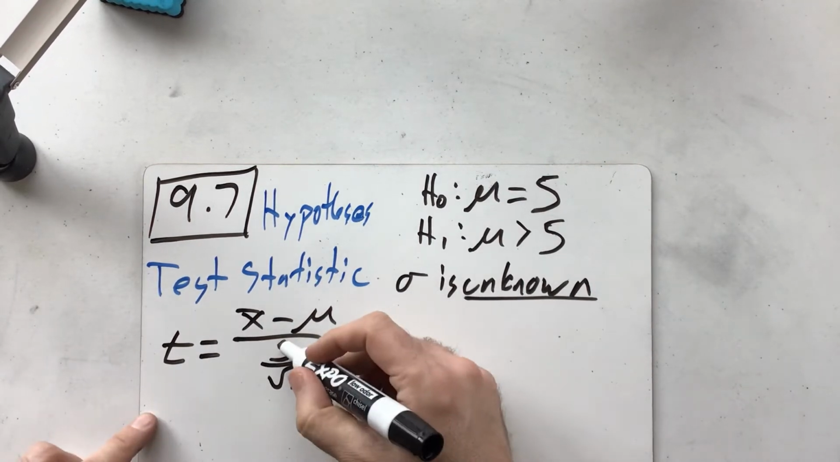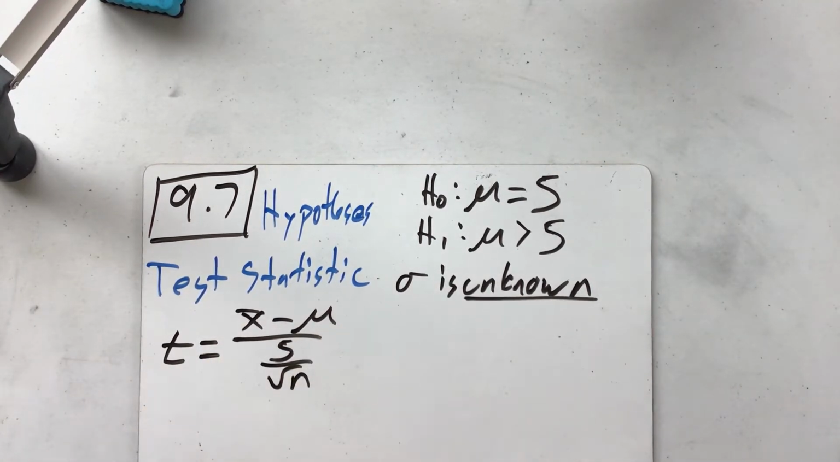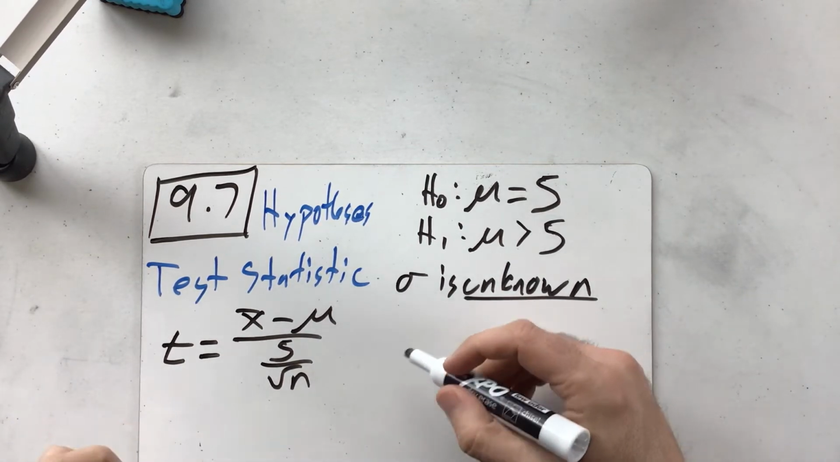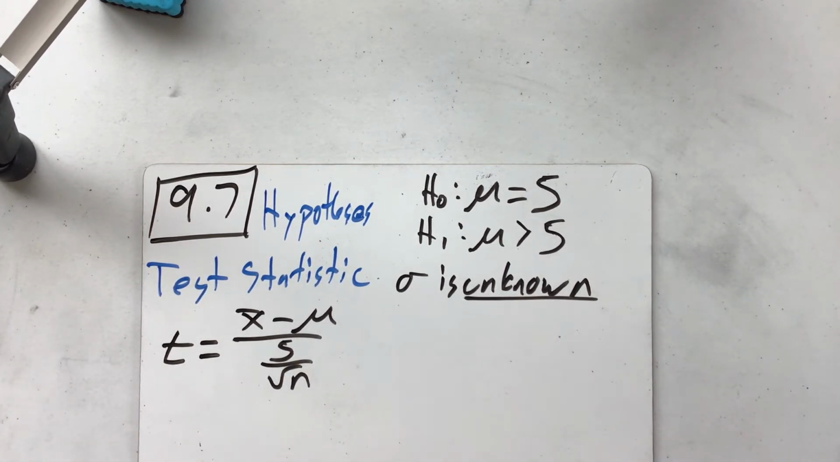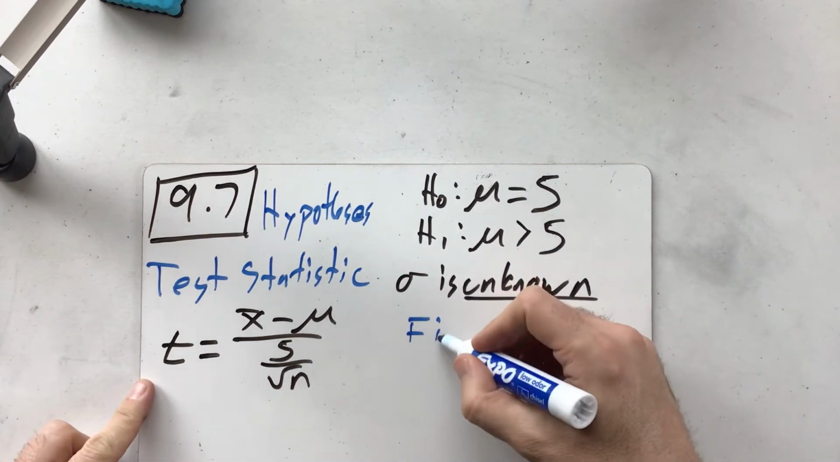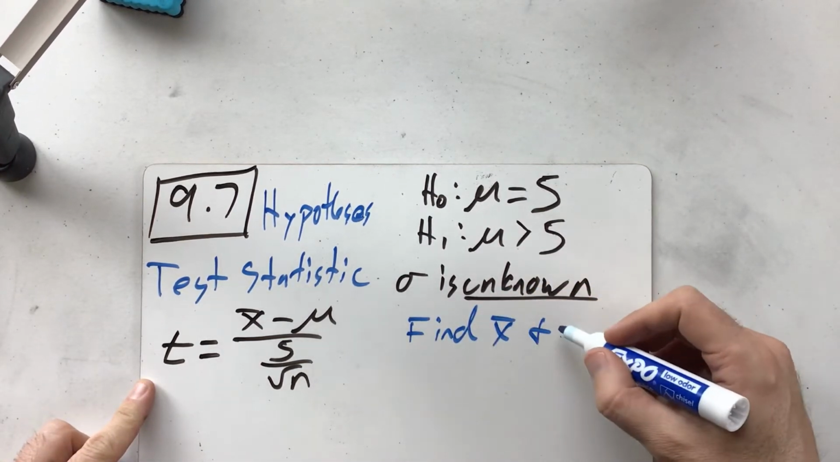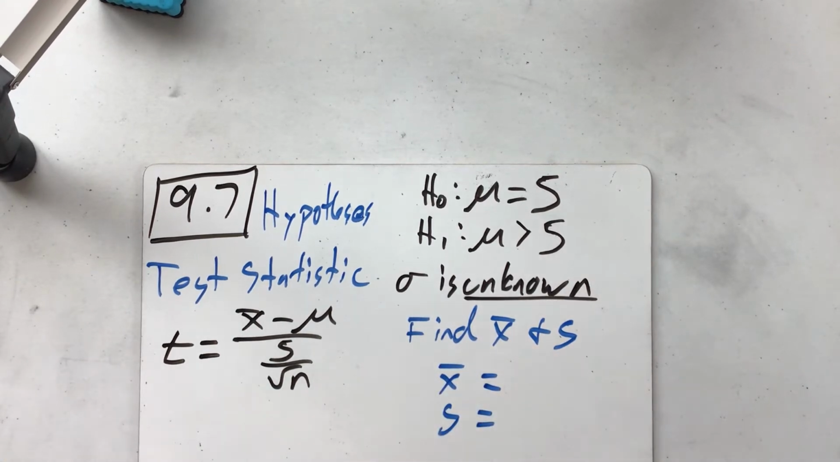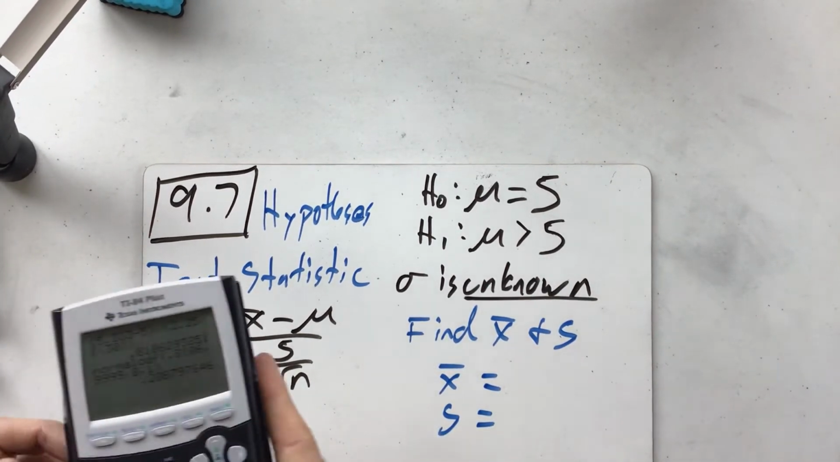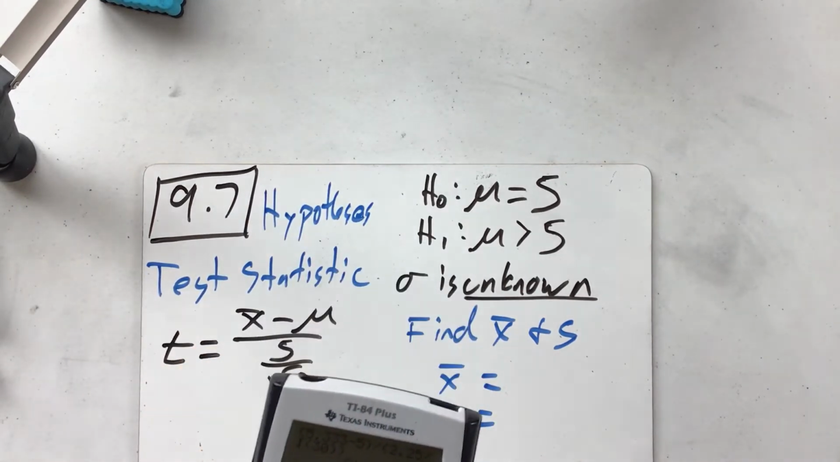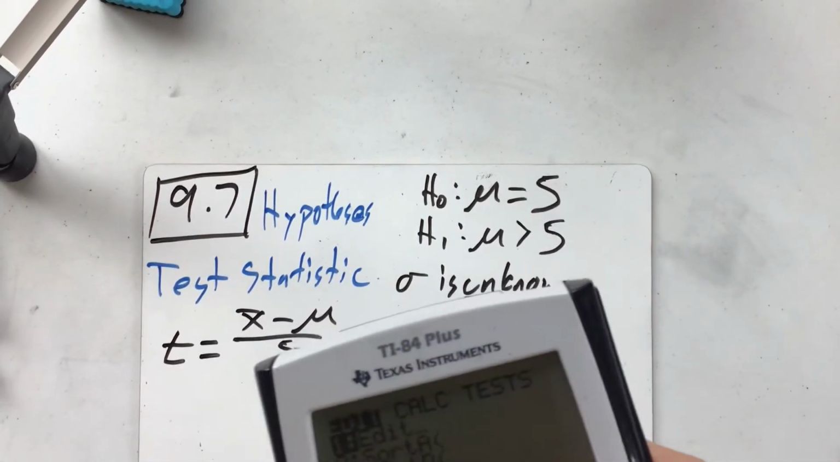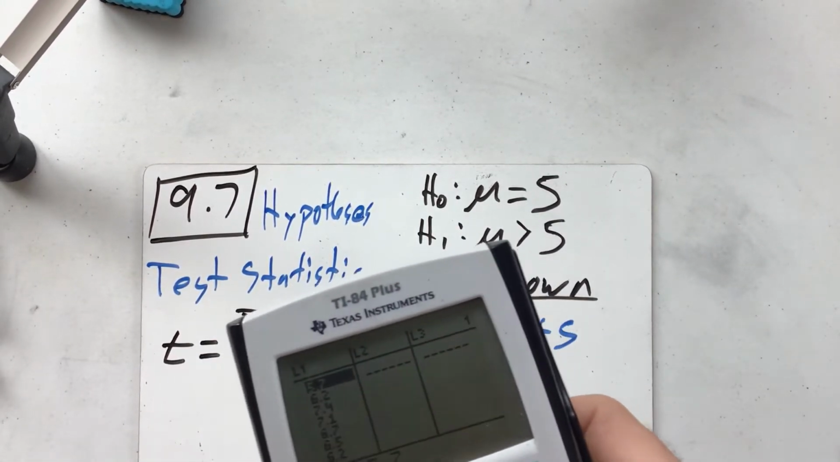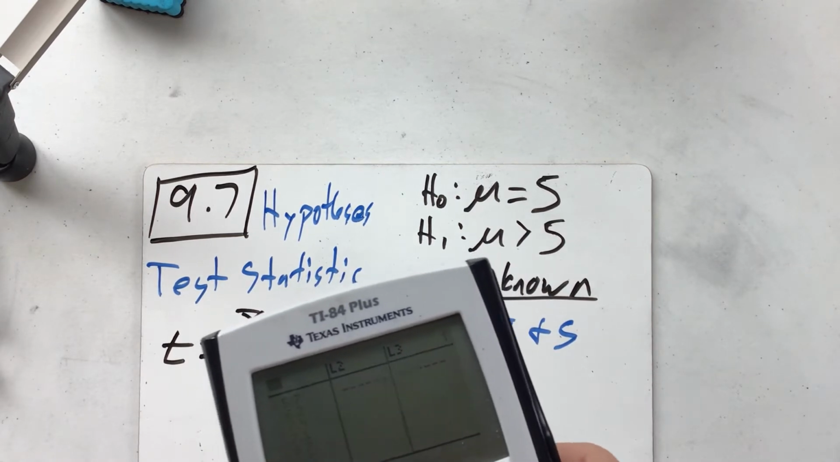Now, I don't know x bar and s because I'm just given a list of cars. So what do I need to do? I need to find x bar and s using my calculator. And how am I going to do that? Well, I'm going to grab my calculator out. I'm going to go to the stat button, and I'm going to edit. If you just go up to the L1 and hit clear, it clears them all out.